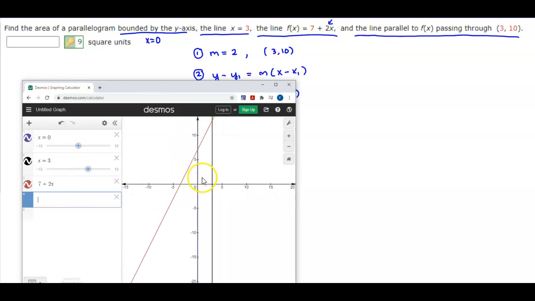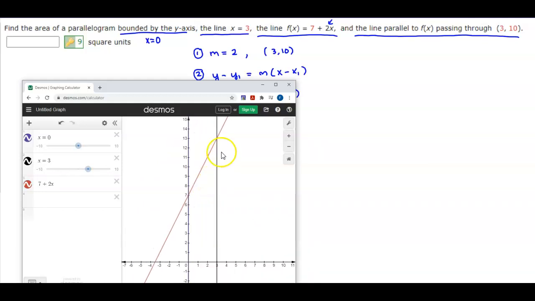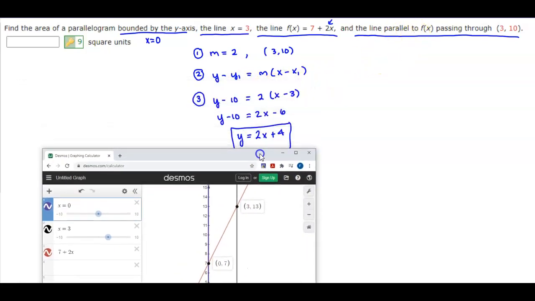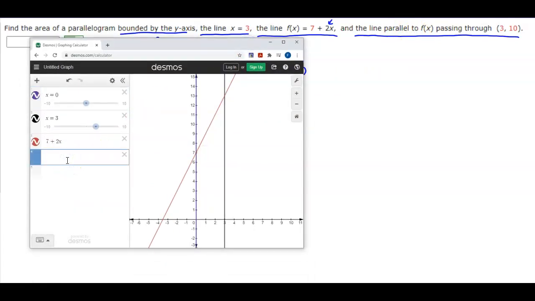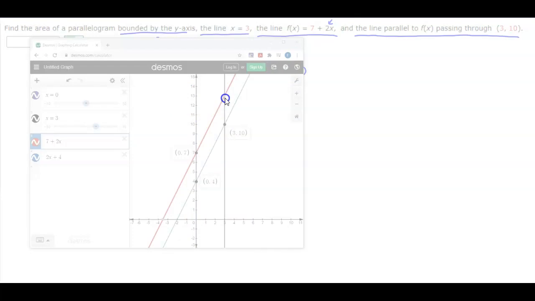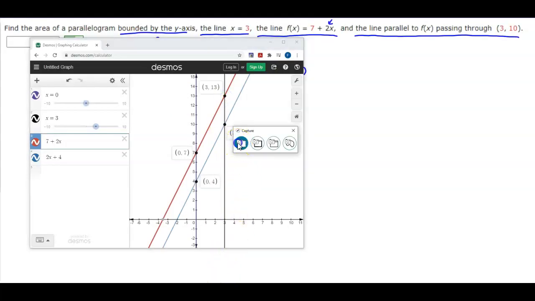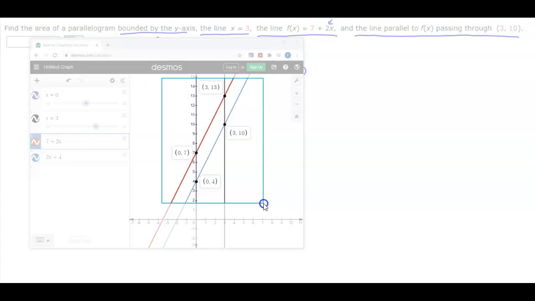We might need to scroll out a little bit so we can see where that line is going. You can also click on the points so you can see where it's intersecting. Then we have the line that we just created, which is 2x plus 4. Let's put that in here. Now what we have is a parallelogram. Let's take a look at what that parallelogram looks like. I'm going to copy this so you can see what's happening here.